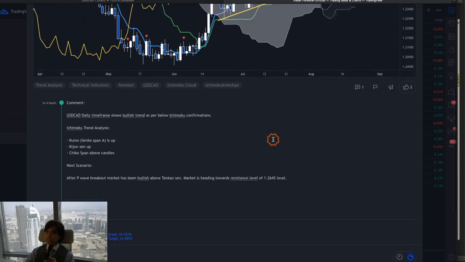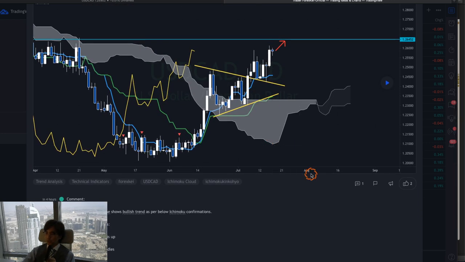1.2645. The P wave is another part of the Ichimoku strategy, or the market structure. This is the P wave, the yellow lines. Two yellow lines are called the P wave, and this is the triangle range. The triangle is called a P wave as per Ichimoku because if you put one line like this, it becomes like a P shape. So this is called a P wave in Ichimoku.